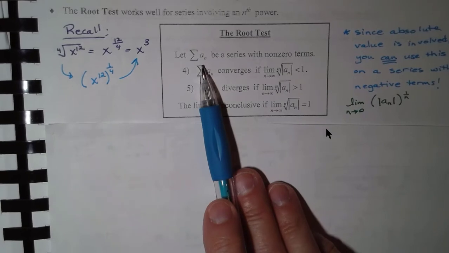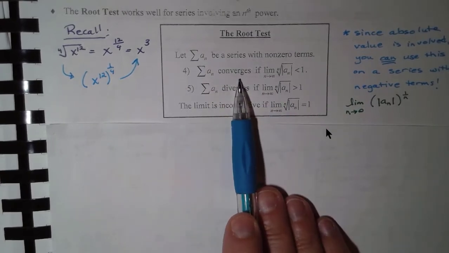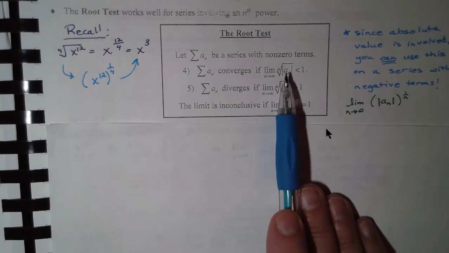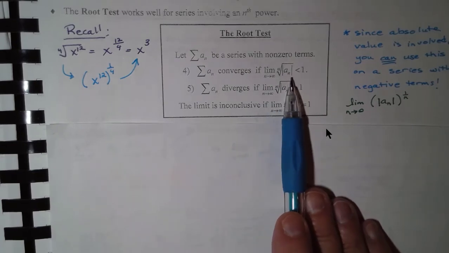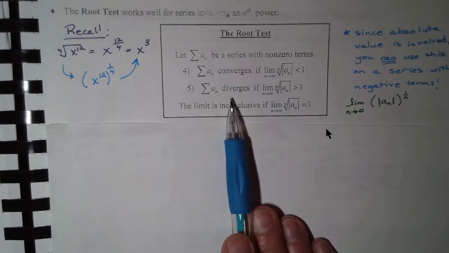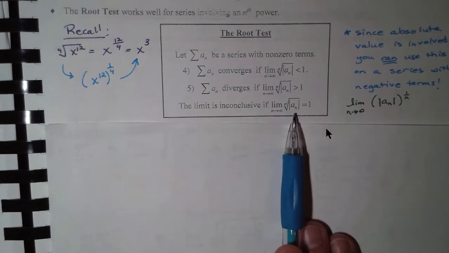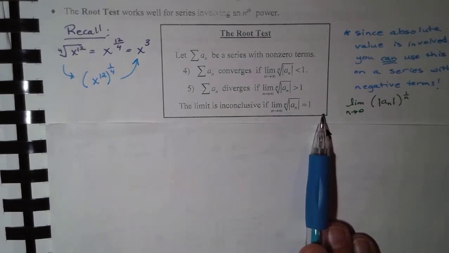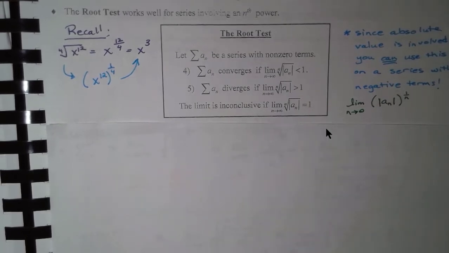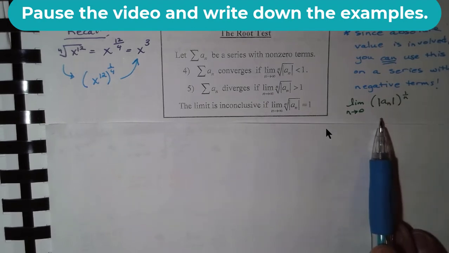So let my series be a series with non-zero terms. It converges if the limit as n goes to infinity of the nth root of the absolute value of my nth term is less than 1, and it diverges if that limit is greater than 1. And again, it is inconclusive if it equals 1. Now, let's remember, since absolute value is involved, you can use this test on a series with negative terms because we are taking the absolute value.